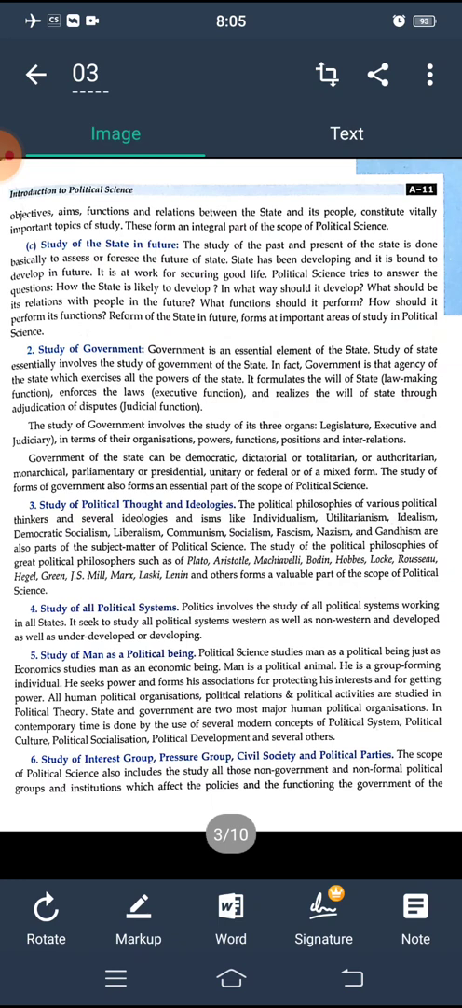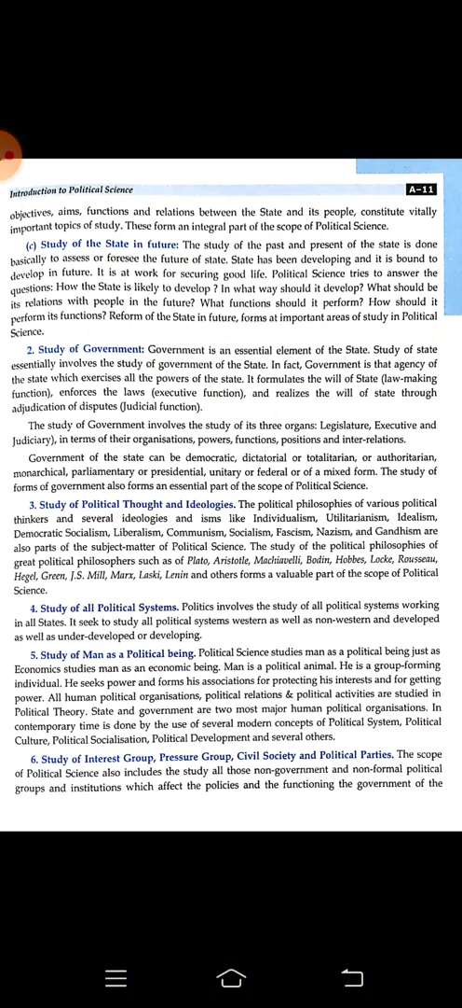Study of interest groups and pressure groups, civil society, and political parties. So you have to understand the meaning of these terms. Study of interest groups. Interest groups are, suppose, a few people have come together and formed a group in order to fulfill certain interests. That interest group has only one particular aim. They will not contest an election, but they form the group in order to gain their aim. They have only one particular interest, and that interest will be common. Okay, that group will have one common interest.